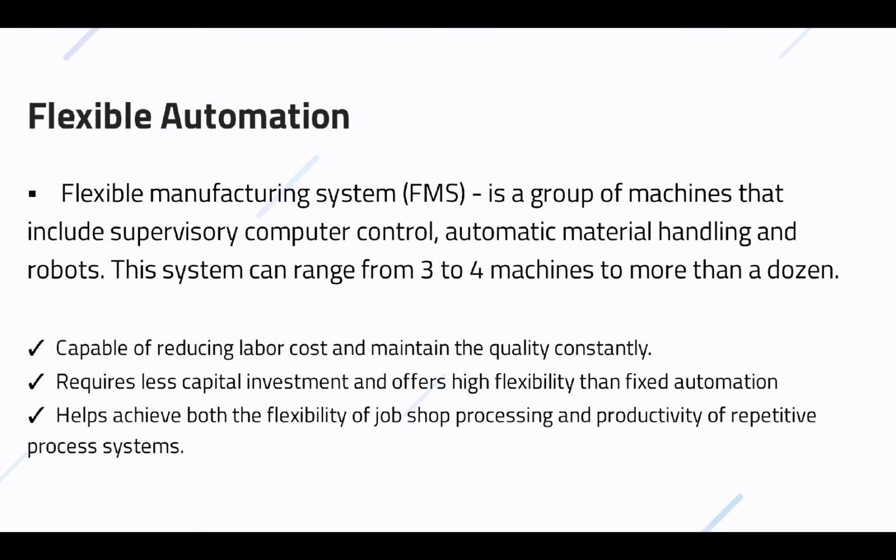Flexible automation. A flexible manufacturing system is a group of machines that include supervisory computer control, automatic material handling, and robots. This system can range from 3 to 4 machines to more than a dozen, capable of reducing labor costs and maintaining the quality constantly. It requires less capital investment and offers higher flexibility than fixed automation. It helps achieve both the flexibility of job shop processing and the productivity of repetitive process systems.